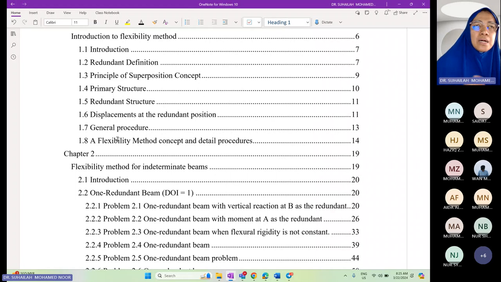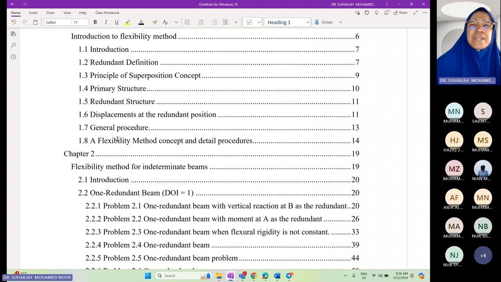And then I will also introduce the equation that we will derive from the principle of superposition. We will determine displacement at the redundant position in the primary structure and in the redundant structure, and then we will go to the procedure. This session will be the most important for you to focus on and understand, because once you really understand all these concepts, you can apply them to all types of structure. So focus on this concept first, and if you really understand it, we can apply directly to frame, to truss, and to composite structure.